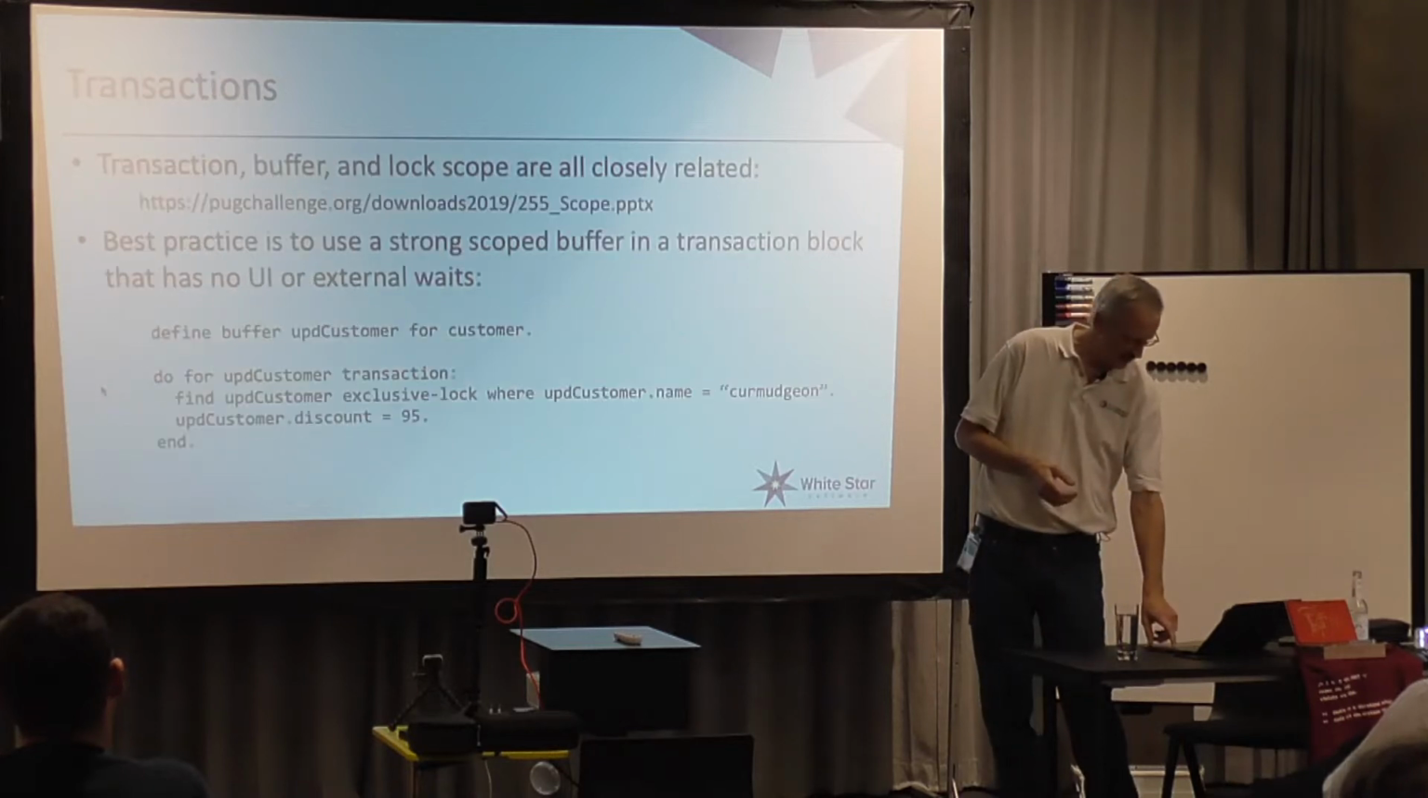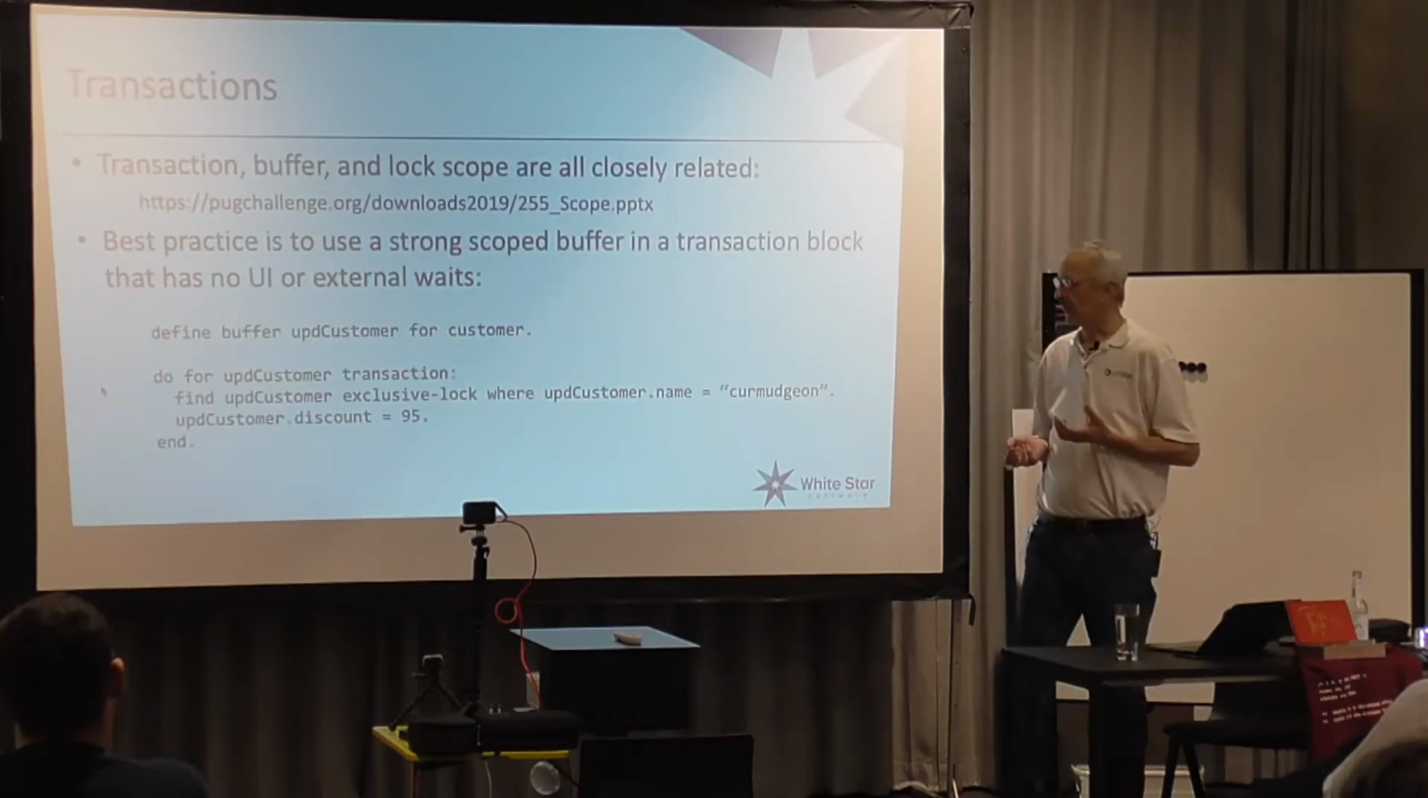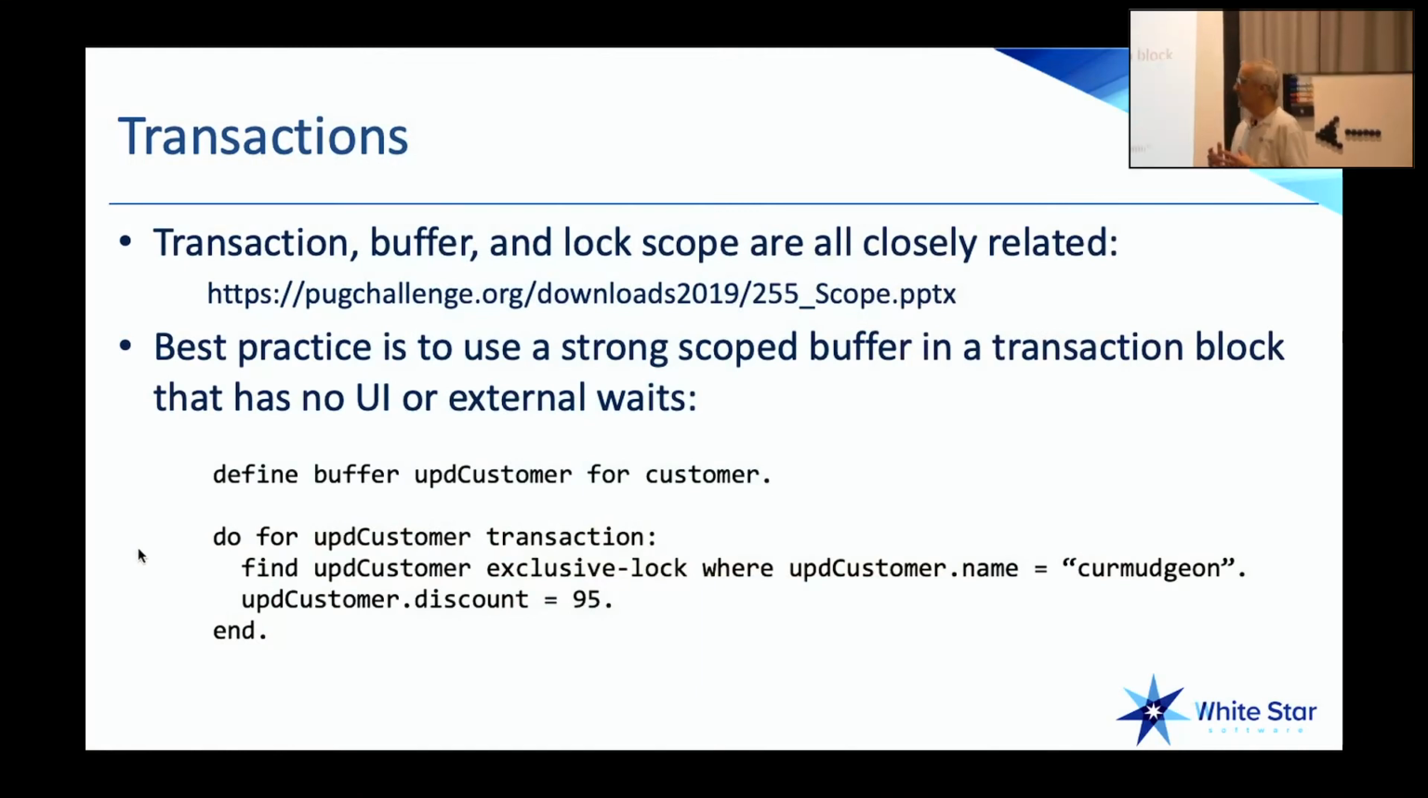Record locks and transactions are pretty closely related to one another. So when you look at a transaction or a buffer scope or a lock scope, you really have to think about all those things all together. Now, the last time we were all together for real, I did a presentation on this topic. It was on scope, which you can download from the PUG Challenge website from 2019. It's about an hour-long presentation that goes into all the details of coding around making sure that your scope is the way that you want it to be.